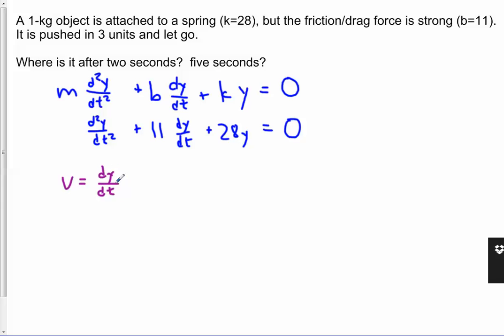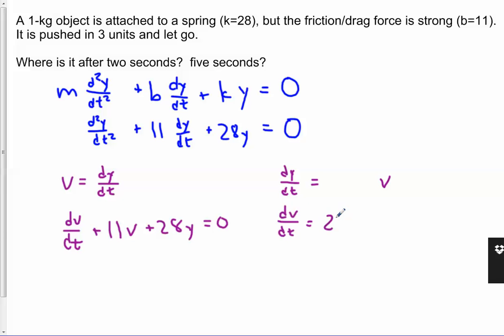V for velocity, because it is, right? If y is where the object is, then the derivative is the velocity. And that's actually our first equation. And then we turn our differential equation, that'll give us our second one. So the second derivative of y will be the first derivative of v, and then dy/dt is just v, and 28y equals 0. Okay, so now just to rewrite that in a more standard way, dy/dt equals v, and dv/dt equals negative 28y minus 11v.